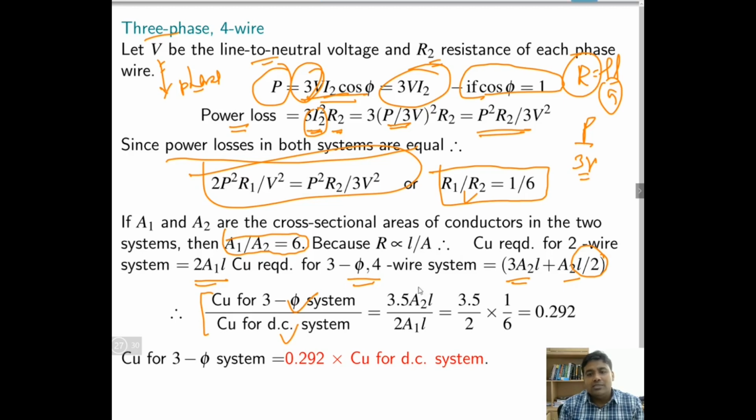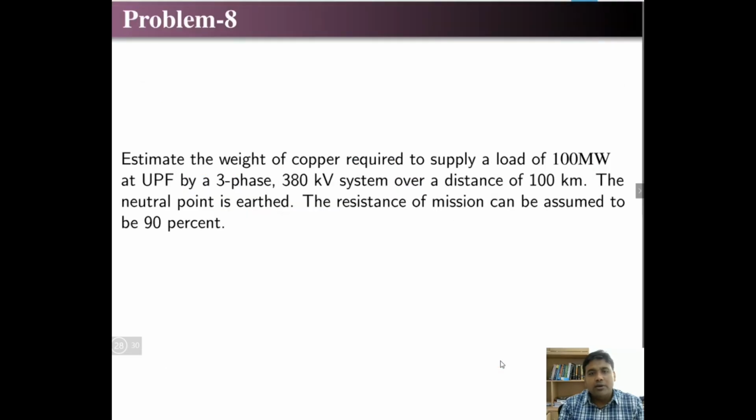So for the three-phase system you are getting 3.5 times the area into length, and for the DC system you are getting 2 times area into length. You have already found out the relationship between the areas, so you put in 1 by 6 and 3.5 by 2, and you are getting 0.292. So for the three-phase system, you are getting 0.292 into the copper for the DC system. Thus we are able to find out the volume of the copper.